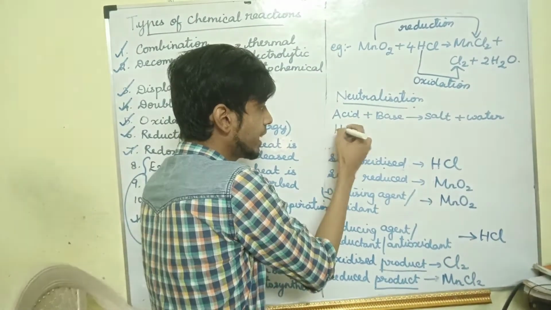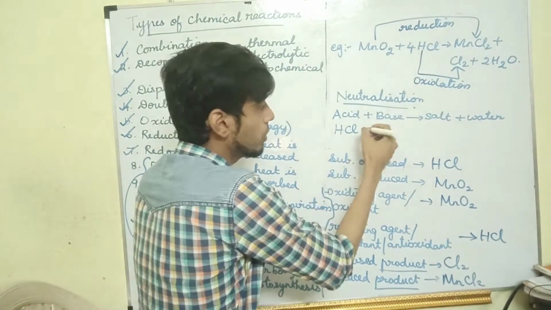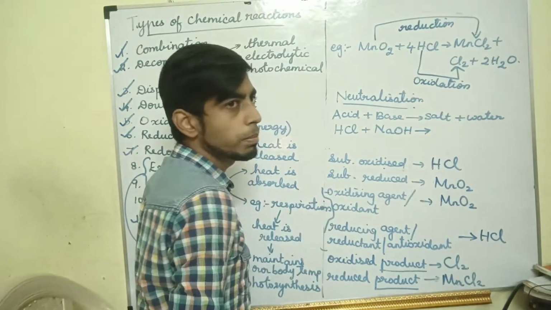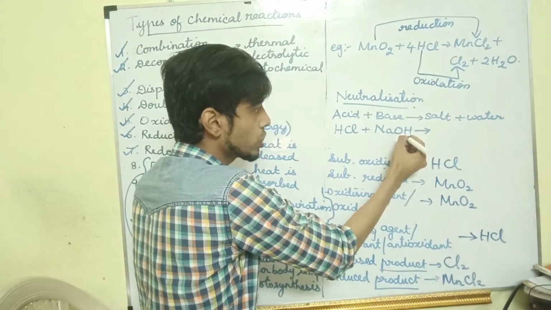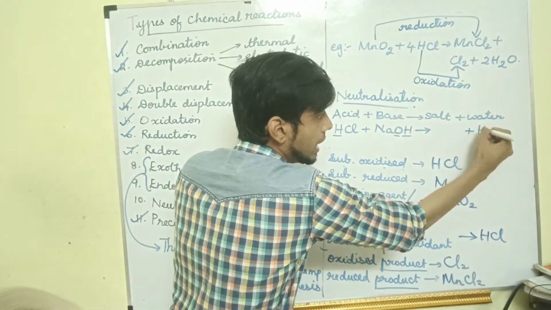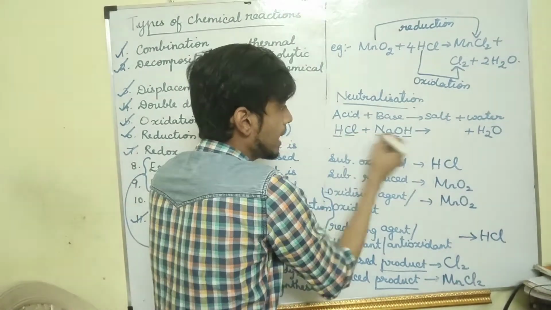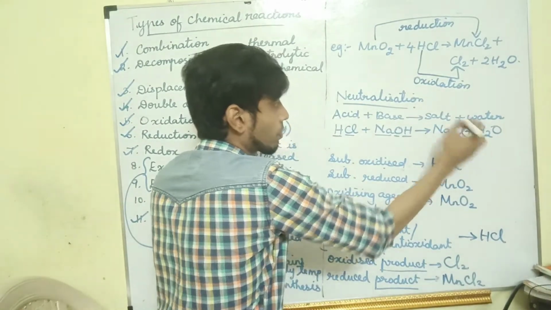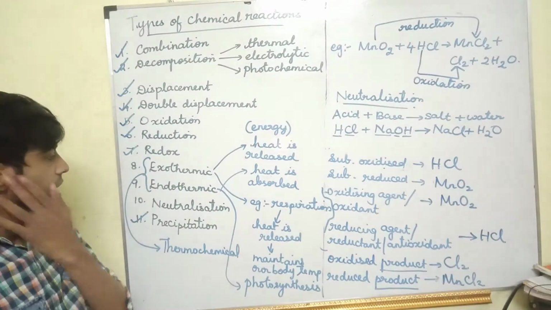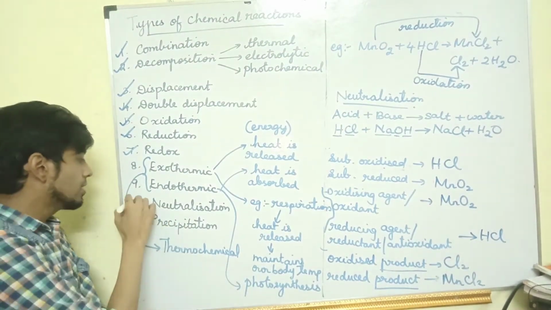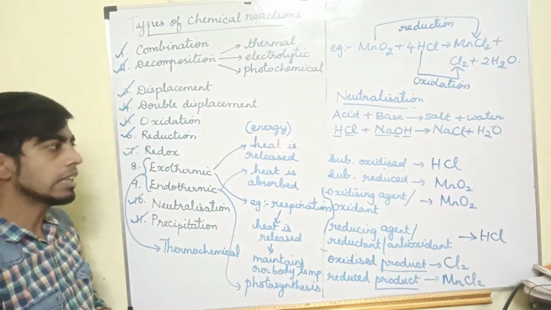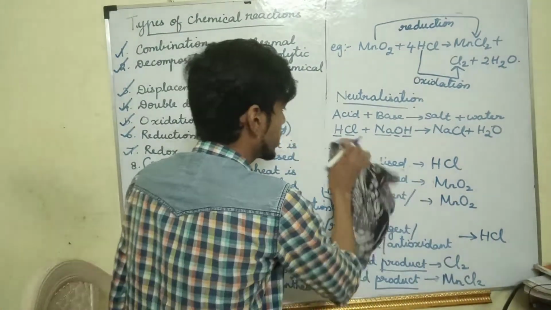For example, we will take an acid HCl and a base NaOH. We should get salt plus water. Water formula, you know, H2O. Here one H, here one H, and here one O. So you will get H2O, and the remaining Na and Cl form the salt. So neutralization reaction means the acid reacts with base to form salt and water.